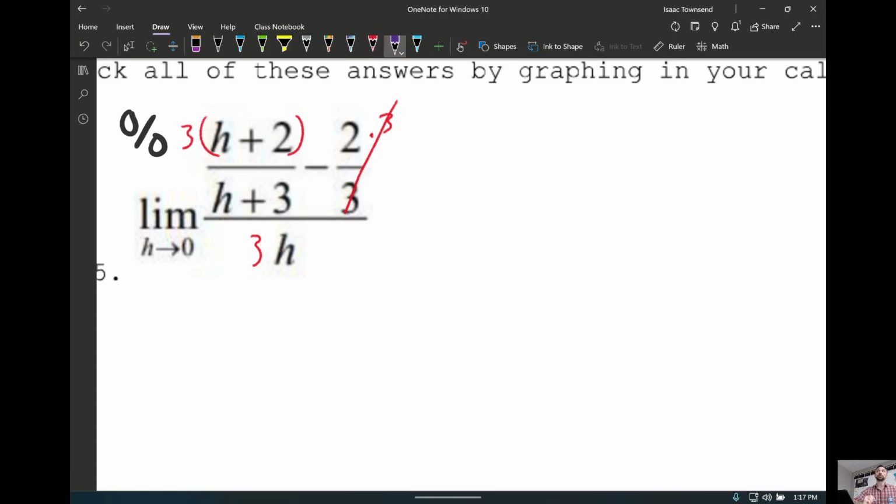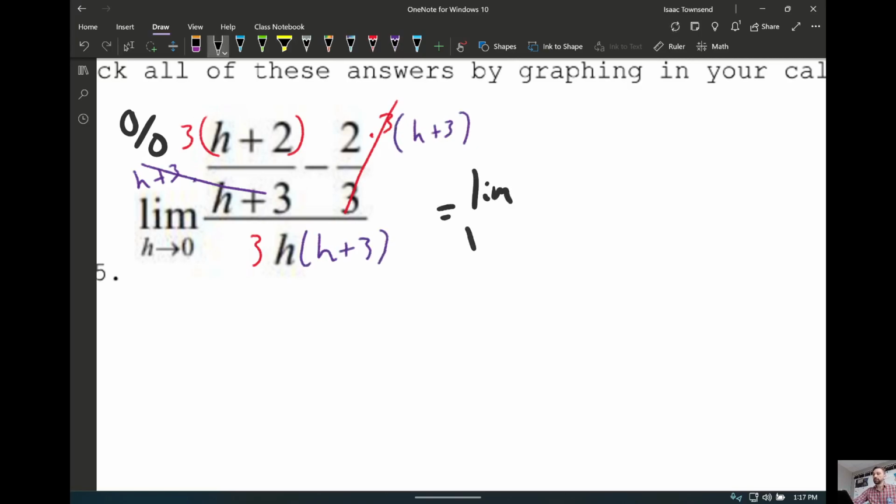Okay, somebody else, what else do we need to multiply by? H plus 3. Good. H plus 3 divided by H plus 3 cancels out. But if you want to multiply this one by H plus 3, they all need to be multiplied by H plus 3.